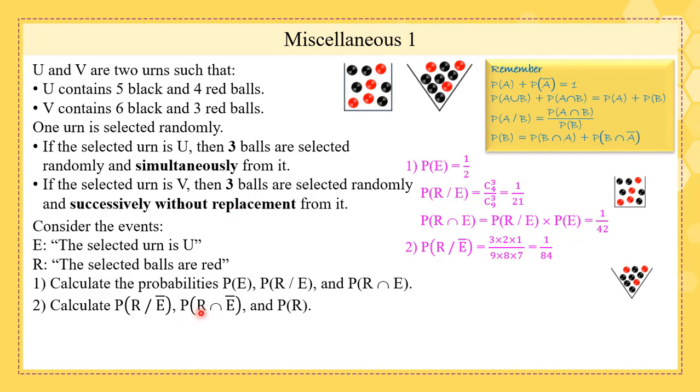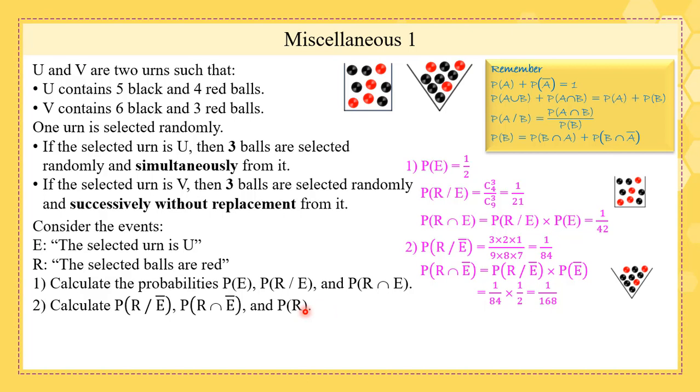Now, what is the probability of R intersection E bar? In a similar manner as the probability of R intersection E, this is the probability of R given E bar times P of E bar. We know R given E bar, which is 1 over 84, and we know P of E bar, which is 1 minus P of E, or directly, automatically, we can state that it's half. So this would be 1 over 168.